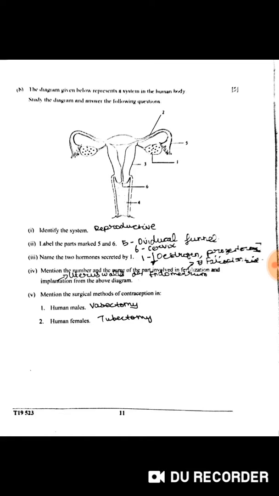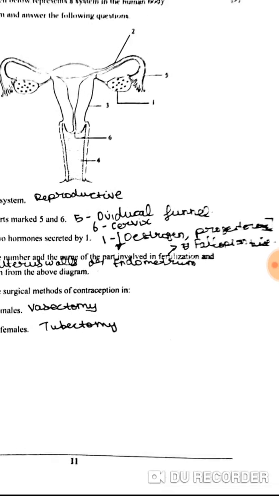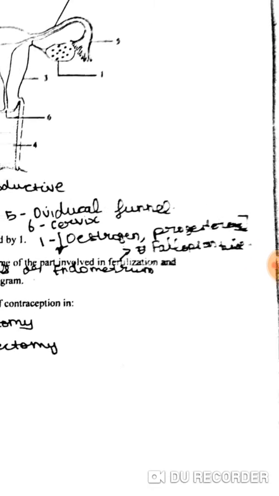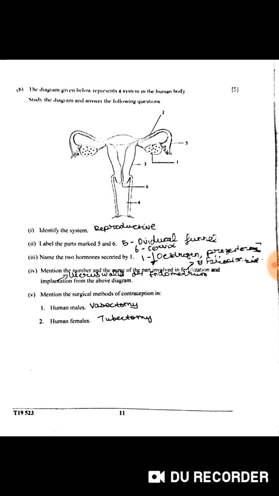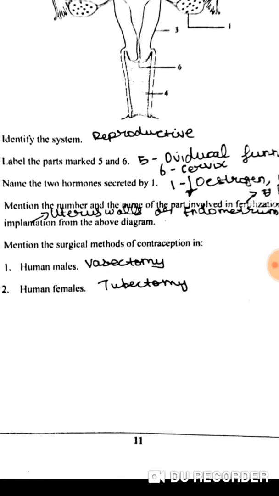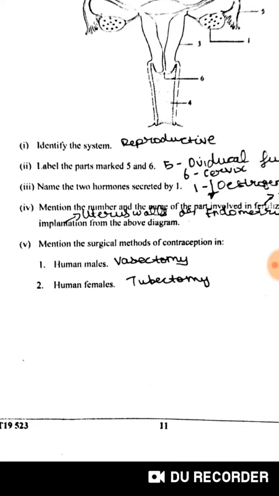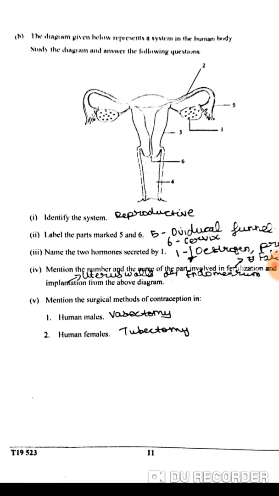Mention the number and name of the part involved in fertilization and implantation. For fertilization, the part involved is fallopian tube, which is part 2. And for implantation, the part involved is the uterus wall, which is part 3. For the fifth one, mention the surgical methods of contraception in human males. For the first one, the answer is vasectomy, and for human females, the answer is tubectomy.